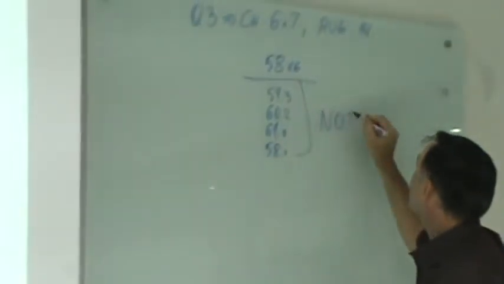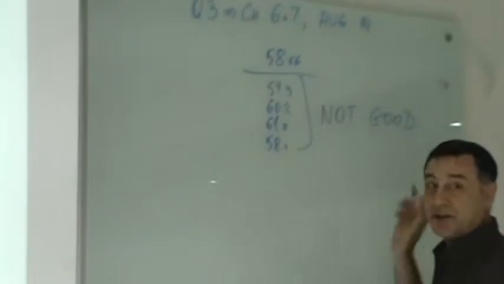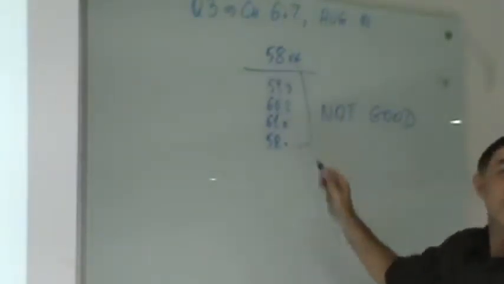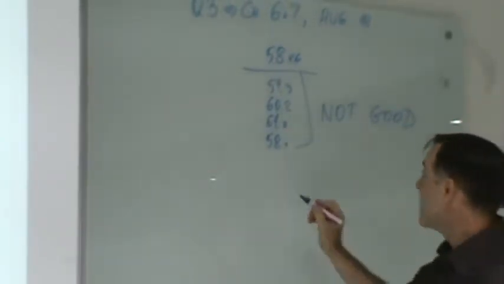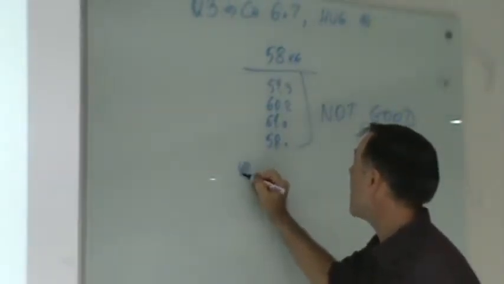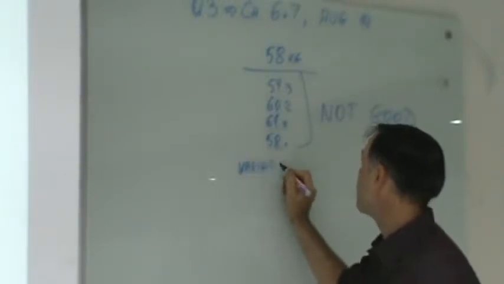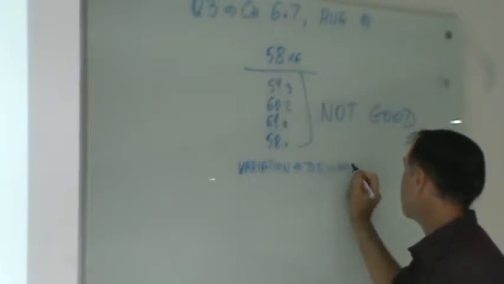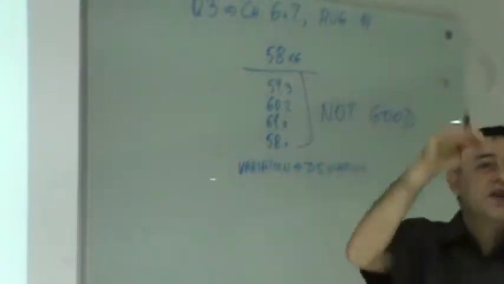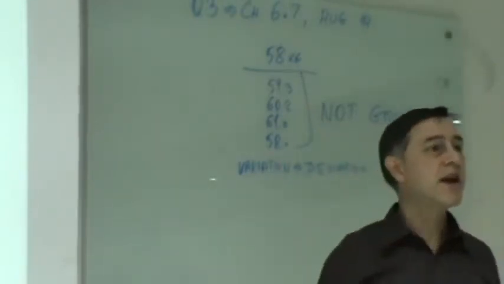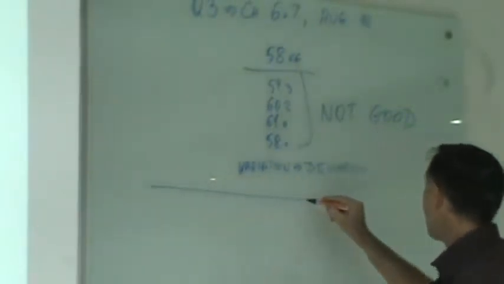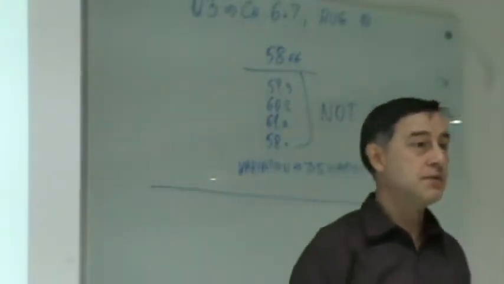So, the answer is the scale is not good. It provides too many different numbers. In this case, it has a very high variation, which is the same as deviation. So it varies: 59, 60, 58, okay? So the scale is no good. So that's one example of a problem.